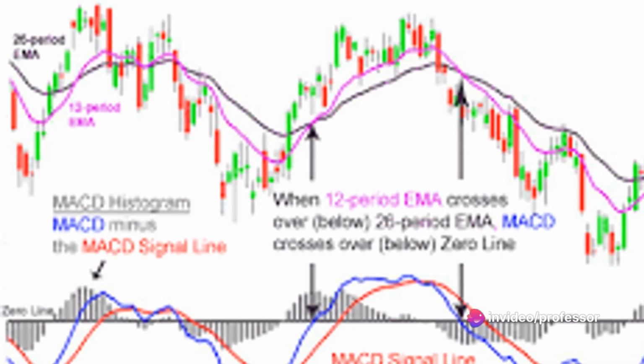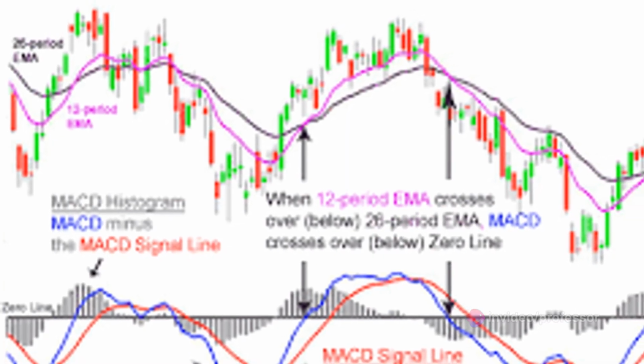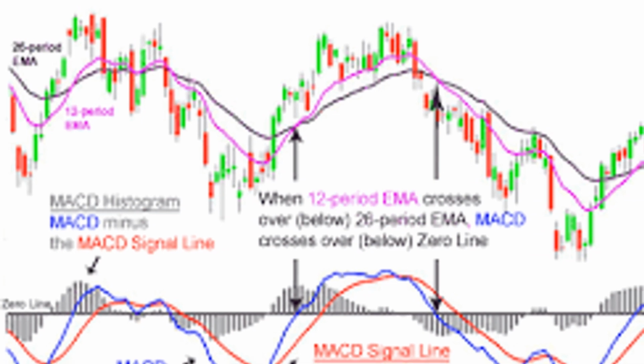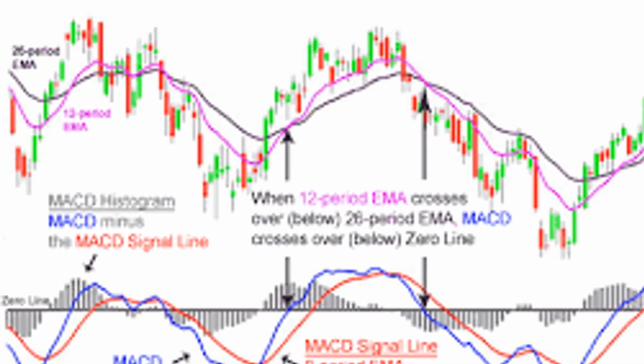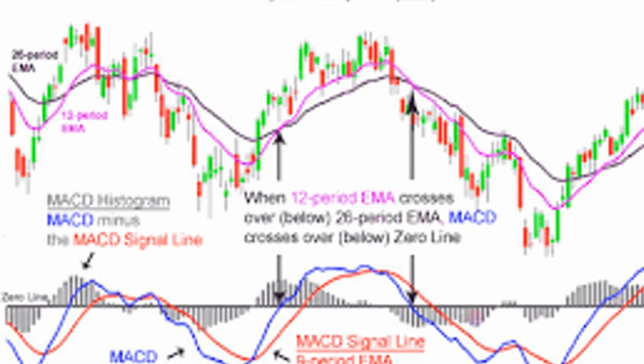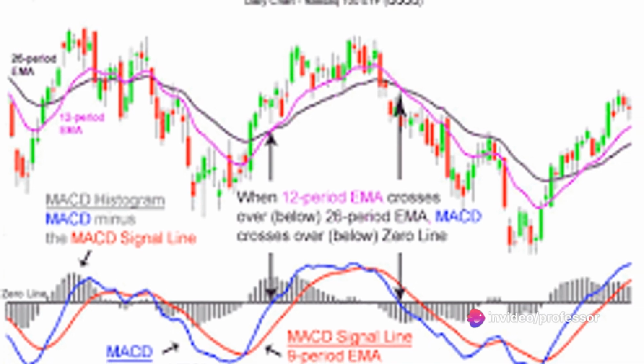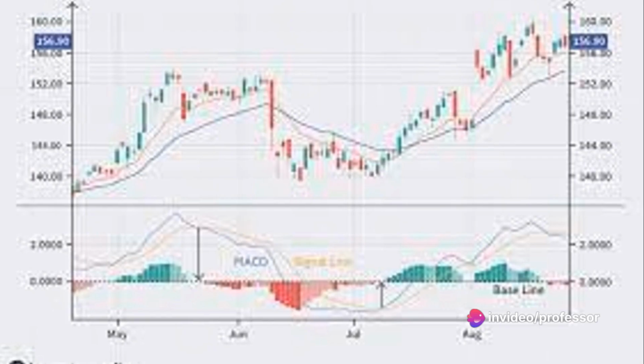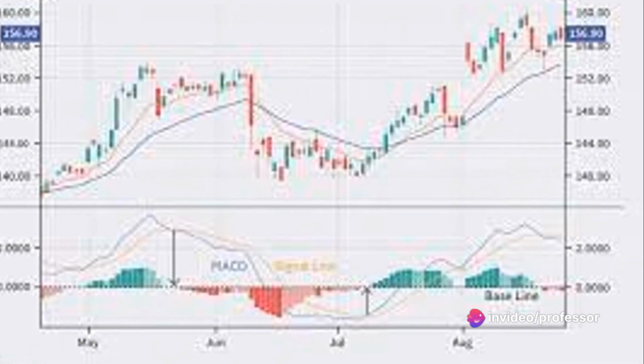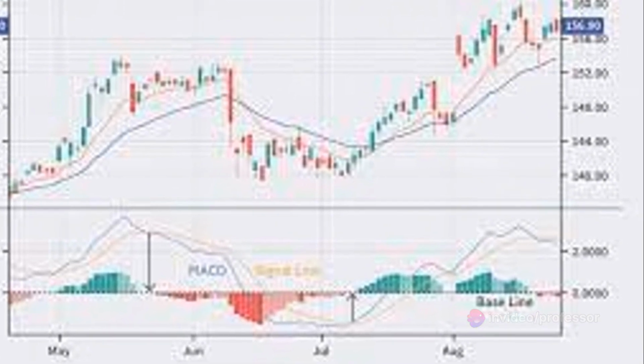Additionally, the MACD generates a third line, known as the signal line. This line is a 9-day exponential moving average of the MACD itself. When the MACD crosses above the signal line, the market is considered bullish. Conversely, when the MACD crosses below the signal line, the market is considered bearish.